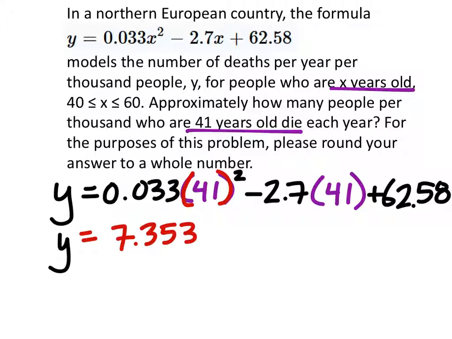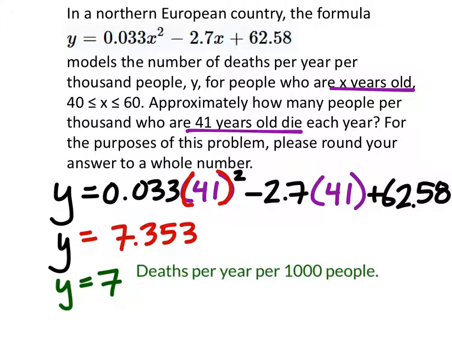Alright. This one did say to round to the nearest whole number. So we're just going to say that y is 7. So I think technically 7 people per 1,000. 7 deaths per year per 1,000 people. That'd be good. It's a word problem, so we should label the answer there.